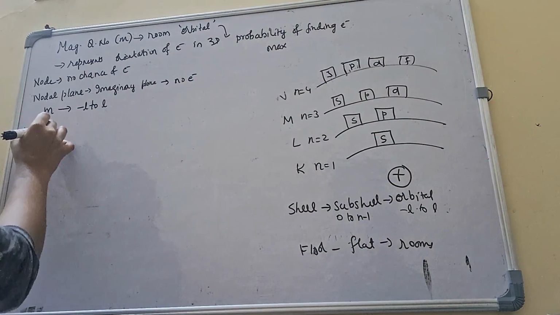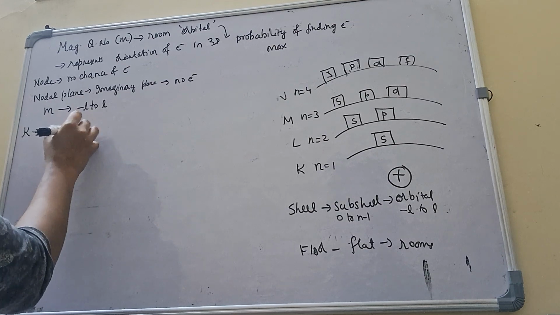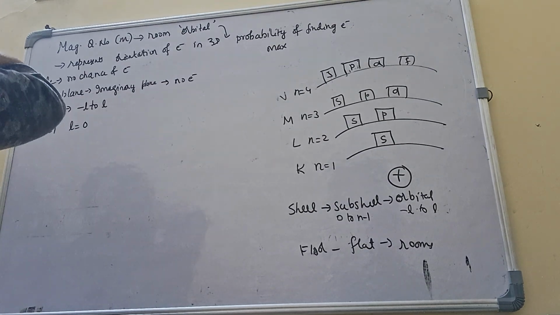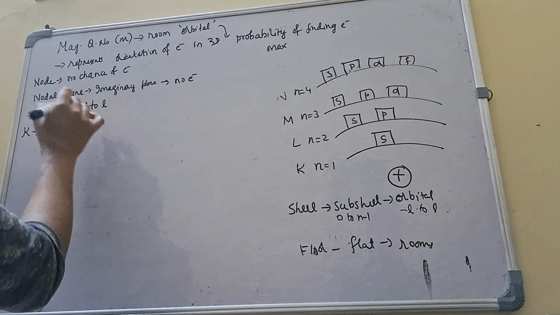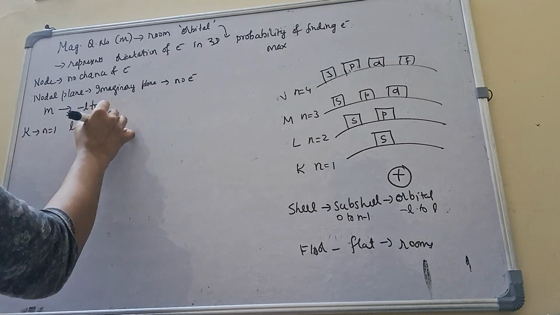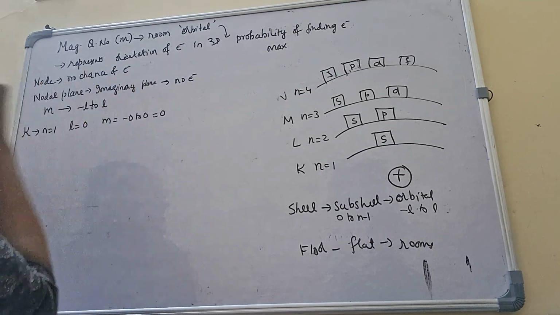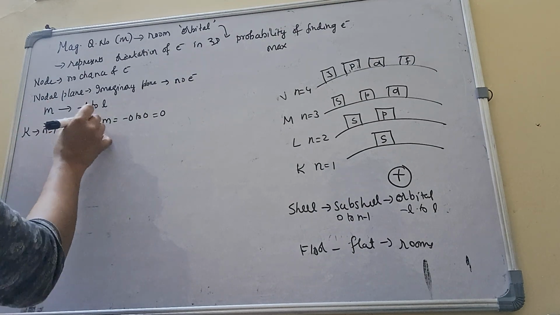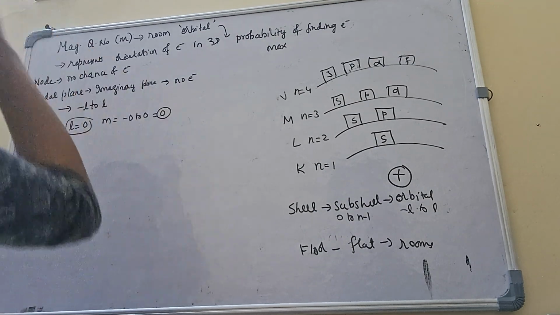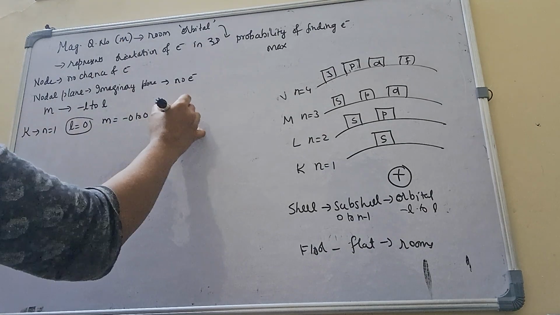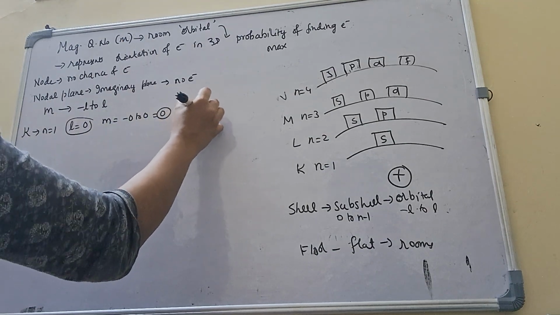For K shell, N is 1, correct? So what will be L value? L value will be 0 because it is 0 to 1. And L is equal to 0 is S subshell. Let us write the value of M. M will be minus 0 to 0, which is 0. That means L is also 0, M is also 0. What is this? This only tells you that it is S orbital.